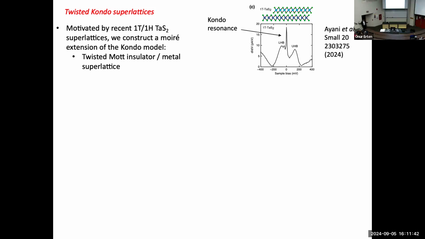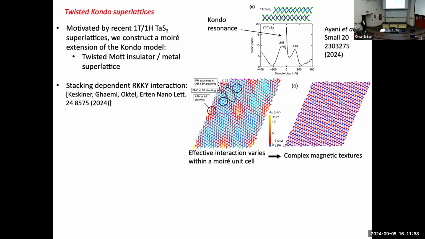Kondo model is one of the most studied models in condensed matter physics. But now we have two layers where we twist the two layers instead of having the metal and the Mott insulator exactly on top of each other. We twist them and see what we get. So in this case, we have two recent papers. In the first one, we estimated the magnetic interaction. And what we find is that due to, once again, stacking dependent Kondo interaction within the moiré unit cell, you have different types of magnetic interactions. And this gives rise to complex magnetic textures.